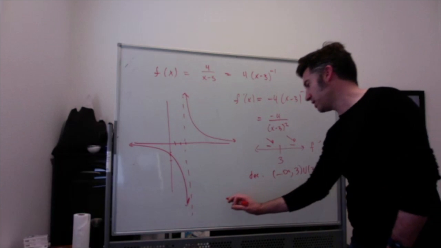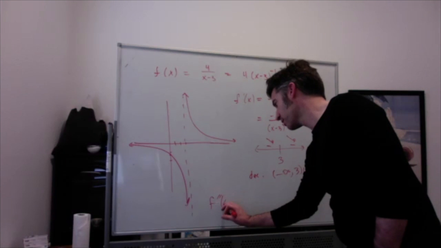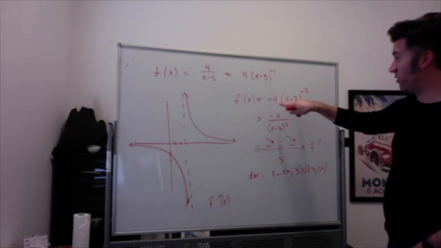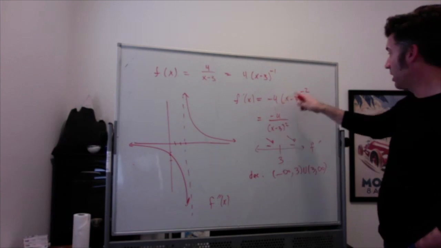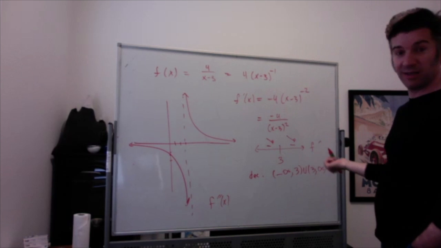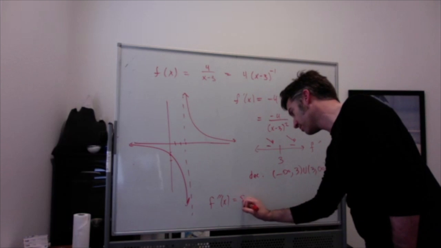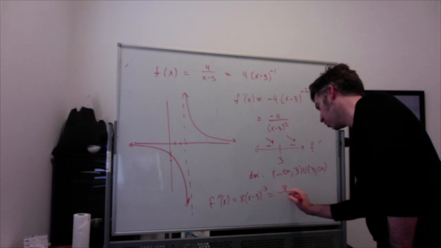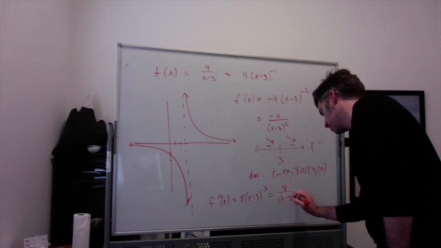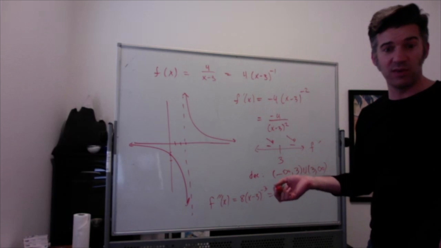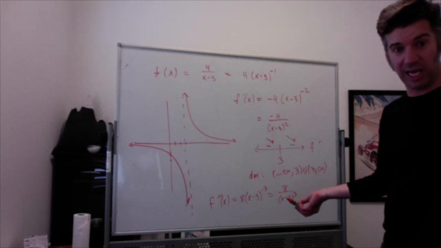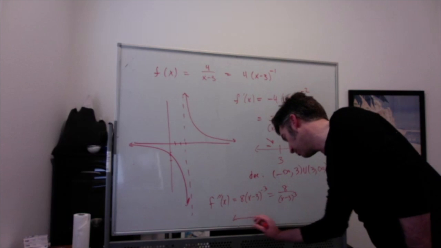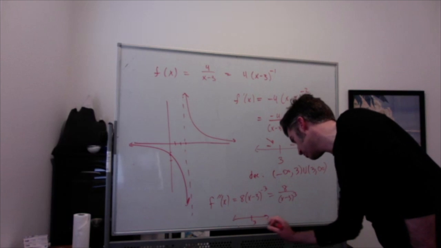And then for the second derivative, I'm going to take the derivative of this, written this way. I'm going to get an 8 times x minus 3 to the negative third, which is 8 over x minus 3 cubed. Again, 3 is the only value where this thing might change signs. So I'm including that on my second derivative sign chart.